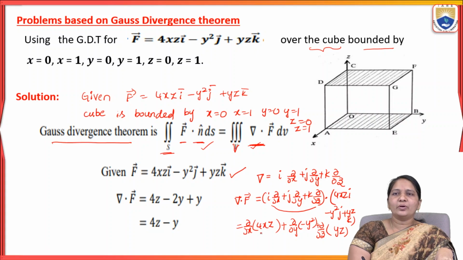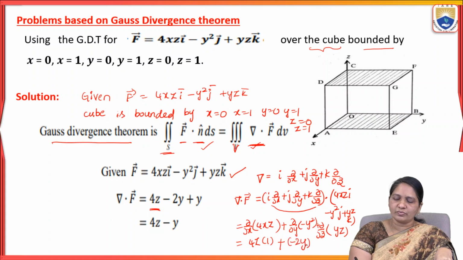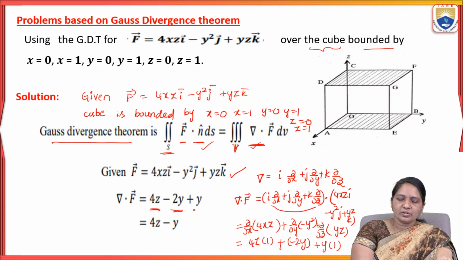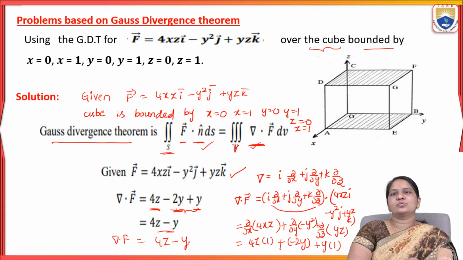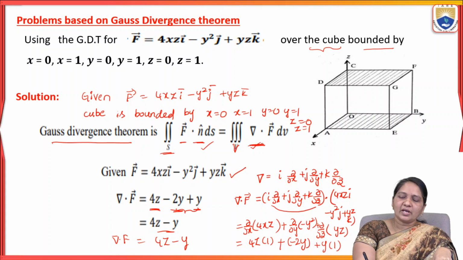Now dou by dou x means partial differentiation with respect to x for 4xz. When you do it with respect to x, 4 is constant and z is constant, x gives 1. So we get 4z. Next, with respect to y, minus y square gives minus 2y, the second term. The third term is with respect to z: y is constant, z gives 1, so plus y. So 4z minus 2y plus y, where minus 2y plus y becomes minus y. So del dot f value is 4z minus y. We calculated this value.